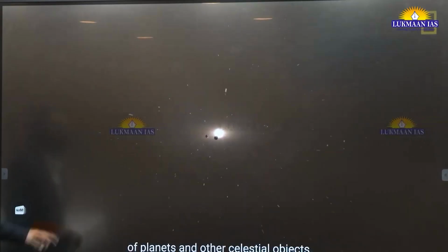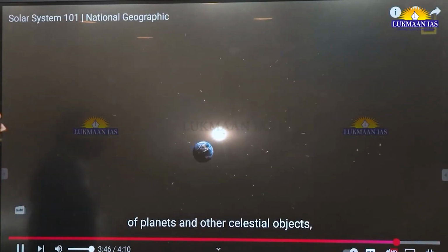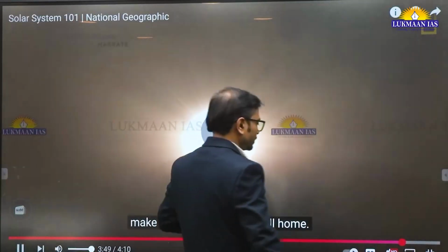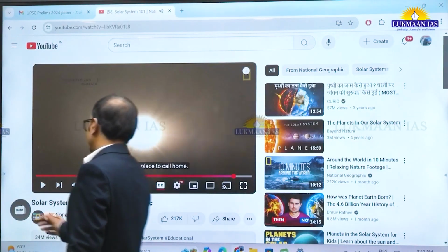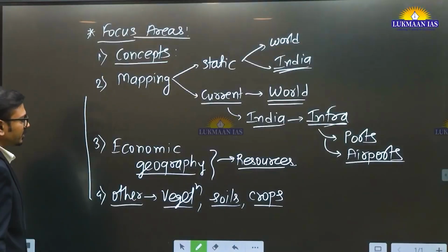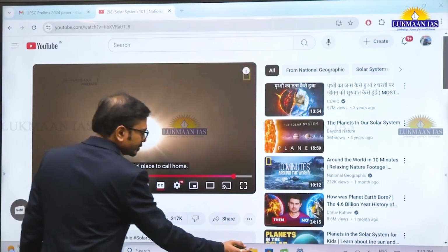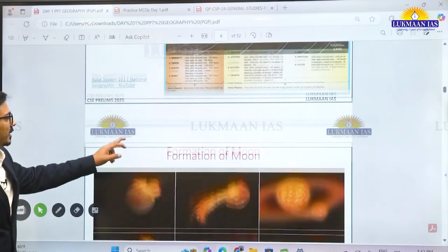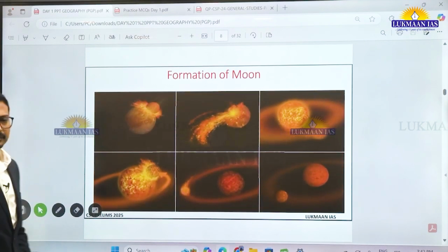A configuration of planets and other celestial objects, all revolving around a life-giving star, makes it fine. So this much information is sufficient. So we were learning about planets. This information you can read. Now, formation of moon.